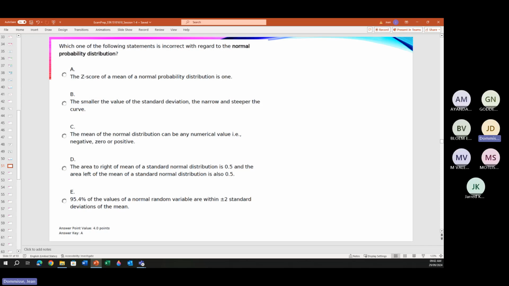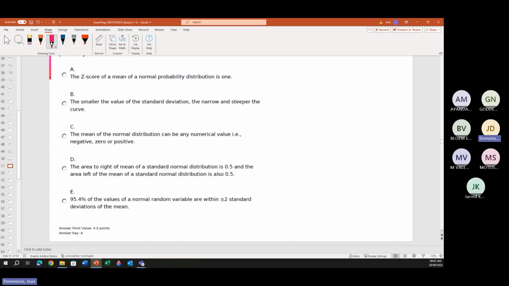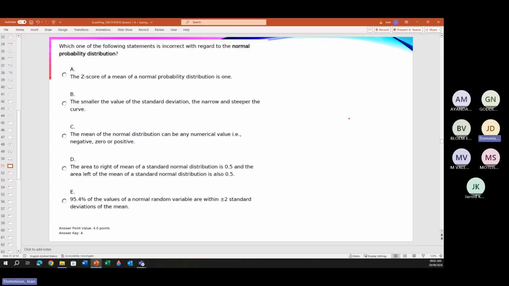You can see the first one is a bit more of a theory type question, and I think this has been a few times in your assignments as well. I think I took this from your 2020 or 2021 assignment, so you can also see how things are replicated. Which of the following statements is incorrect with regard to normal probability distribution?